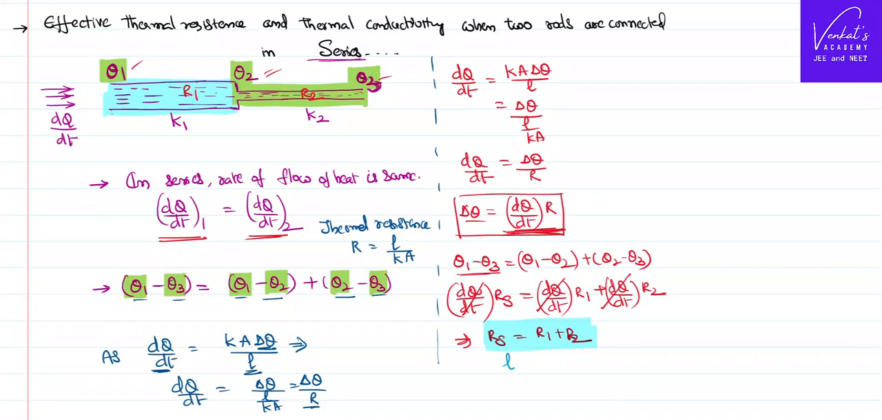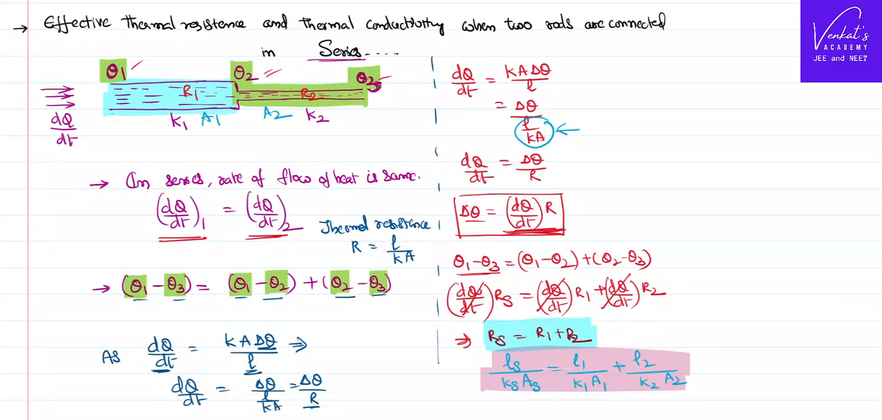In the place of R series, I can write L series by K series and A, because that's the meaning of R, right? L by KA we have called R. R1 means L1 by K1 A1, as the areas can be different. Let me call them A1, A2. R2 can be written as L2 by K2 A2. This is the relation that we can derive and use as and when it is required.